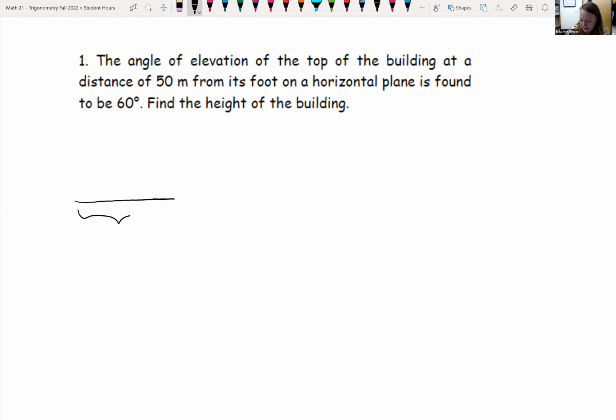So it's telling me that I'm standing, and 50 meters over here, we have this building. And it's telling me that the angle of elevation, so looking at the horizontal, we're going up for elevation. If it said depression, we would go down. And so we're going up 60 degrees. And we want to find the height of this building.